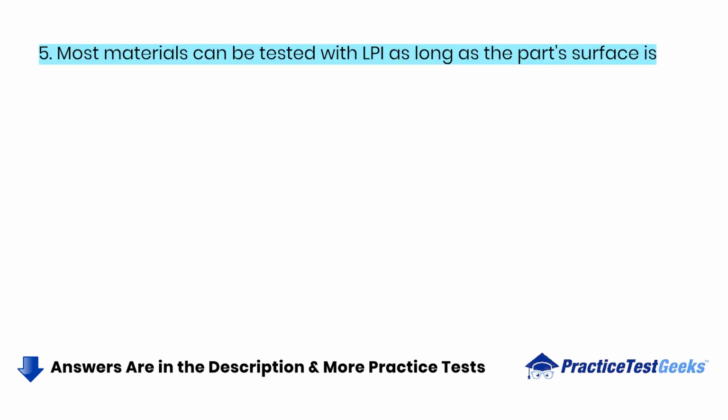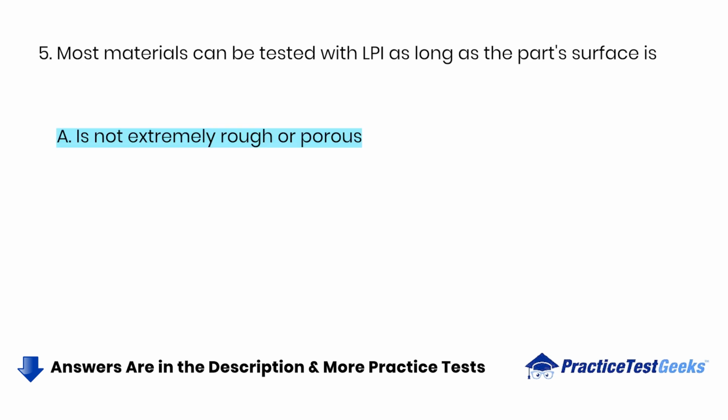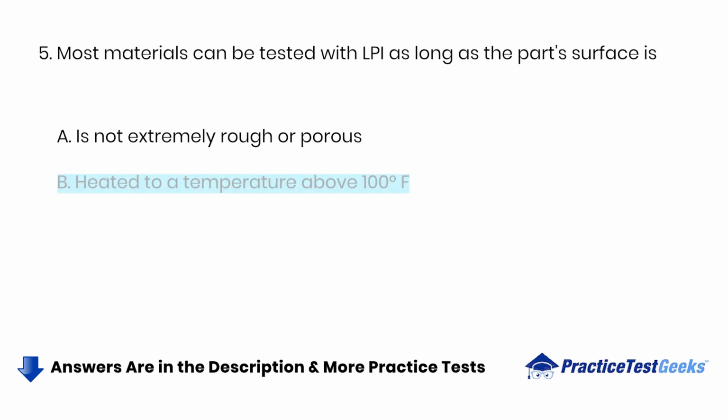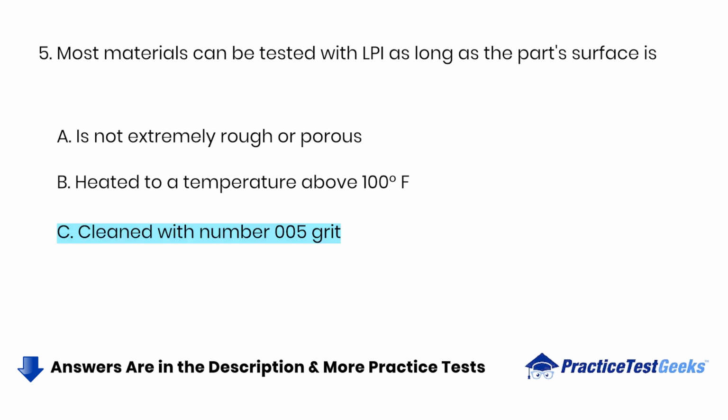Most materials can be tested with LPI as long as the part's surface is A. Is not extremely rough or porous. B. Heated to a temperature above 100 degrees Fahrenheit. C. Cleaned with number 005 grit. D. Smooth and uniform.